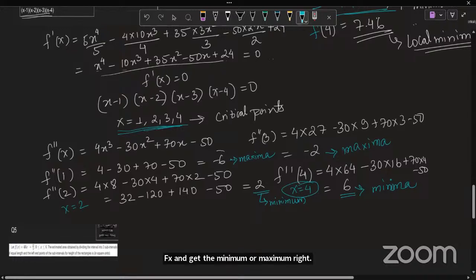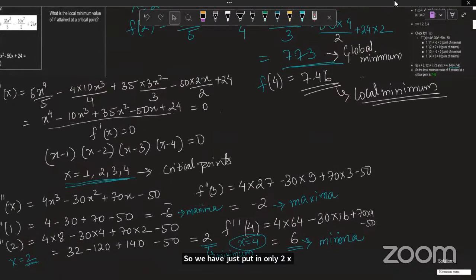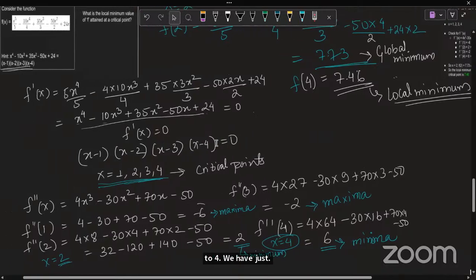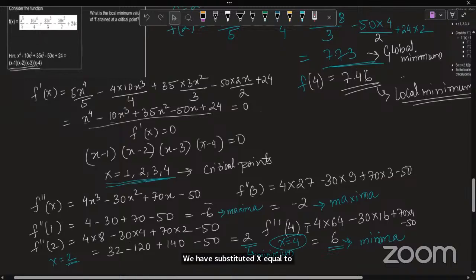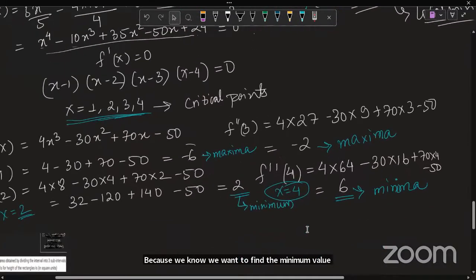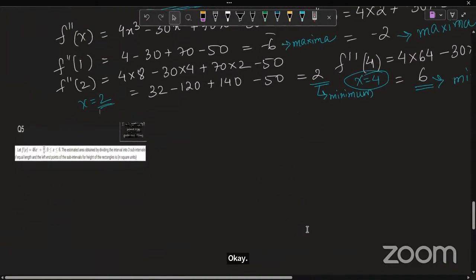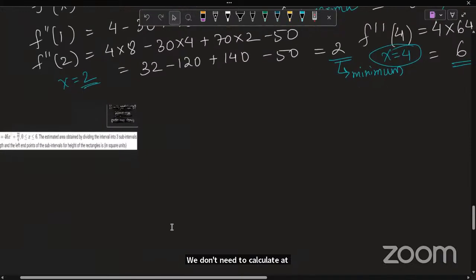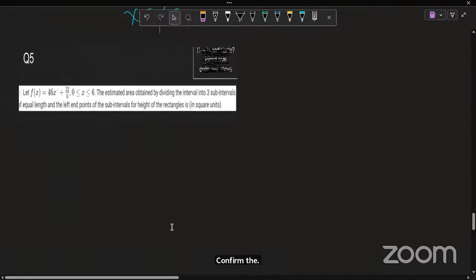But in this question we have to find the minimum value, so we have put in only 2 points. See, x equal to 2 and x equal to 4 we have substituted here, because we know that at x equal to 2 and x equal to 4 we will get the minimum value. We don't need to calculate at x equal to 1 or x equal to 3. So that's the help we can get from the second order derivatives. Okay, sir, thank you.